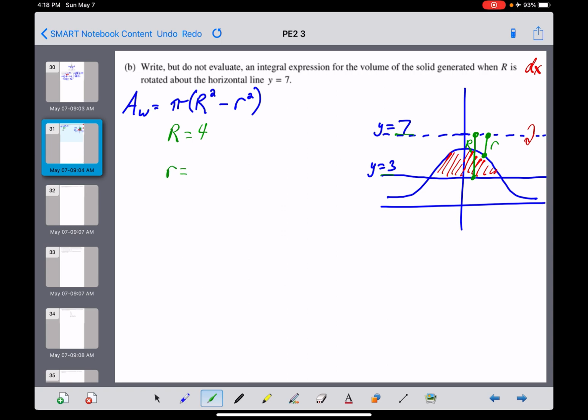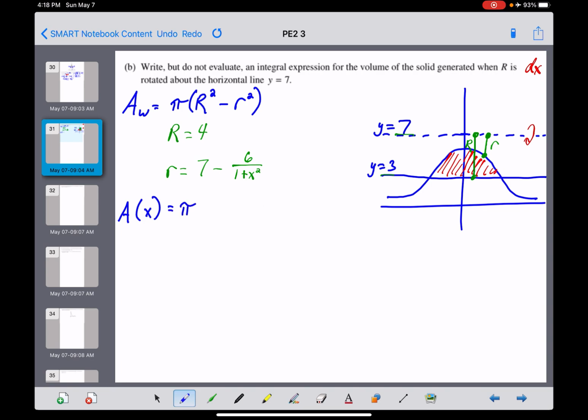So, how do we measure little r? Top function is y equals 7, and then minus the bottom function, which was 6 over 1 plus x squared, and that's what we have for little r. That would be messy to deal with, but luckily they told us only to write the integral and not to bother evaluating it.